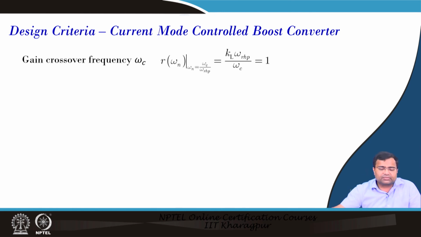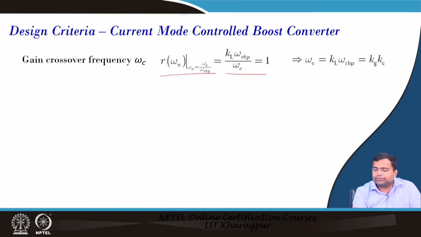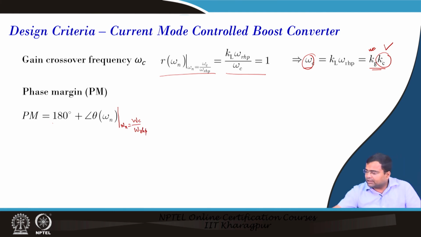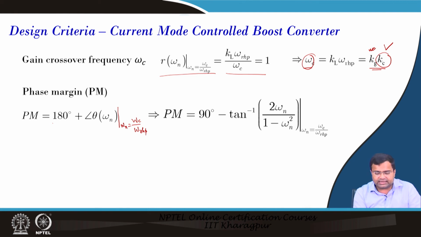Then how to design? This is your r omega n, and at the gain crossover frequency r will be 1, so you can get from here, and this will give you the crossover frequency, which is nothing but Kg into Kc. These are the system parameters, and this Kc will be the controller gain. That means if you set omega c, then you can find Kc, because this is unknown and this is perfectly known. Next, phase margin is 180 degree plus the phase computed at omega n equal to crossover frequency by RHP 0, and then it will be 90 degree minus tan inverse this.